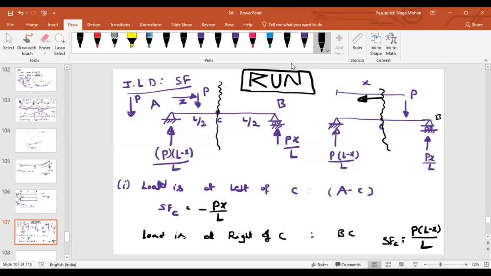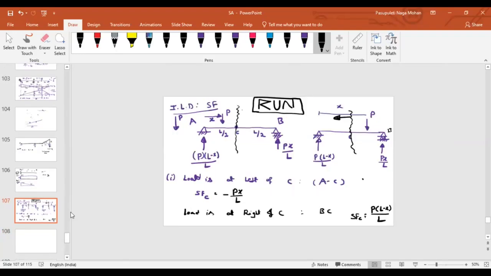Is it right? In portion AC, do we have shear force in the positive direction or negative direction? If the load is in between A to C, what is the shear force direction? Negative. The load in B to C, what is the shear force direction? Right?